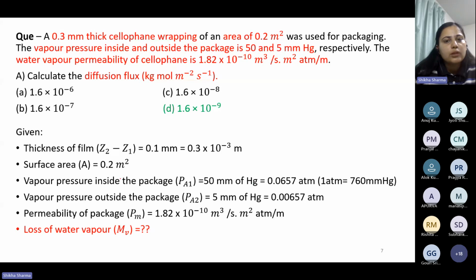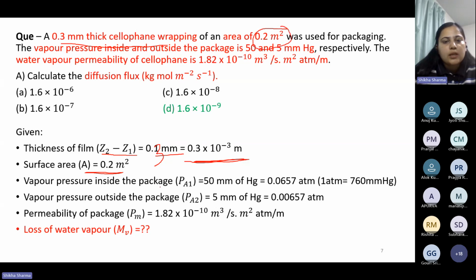It is given in the question that the thickness of the film is 0.3 mm. I'm so sorry, this is 0.3 mm here, right? Equals 0.3 into 10 to the power minus 3 meter, so we can convert it into meter. Then the surface area of the film is given as 0.2 meter square.